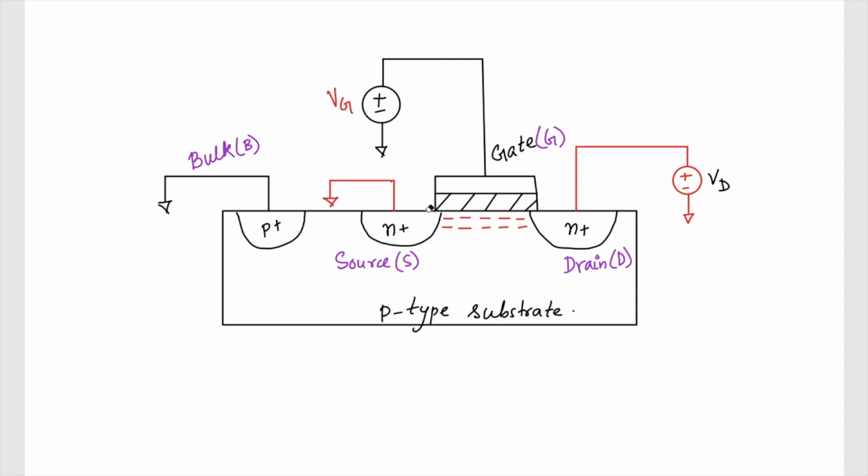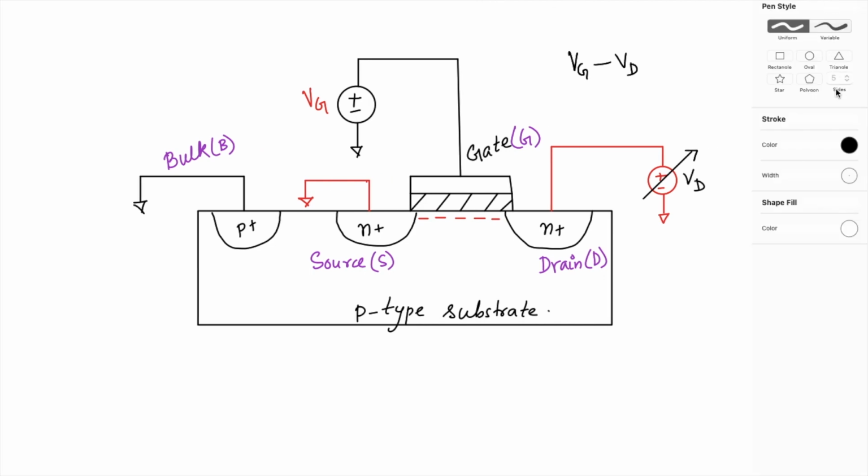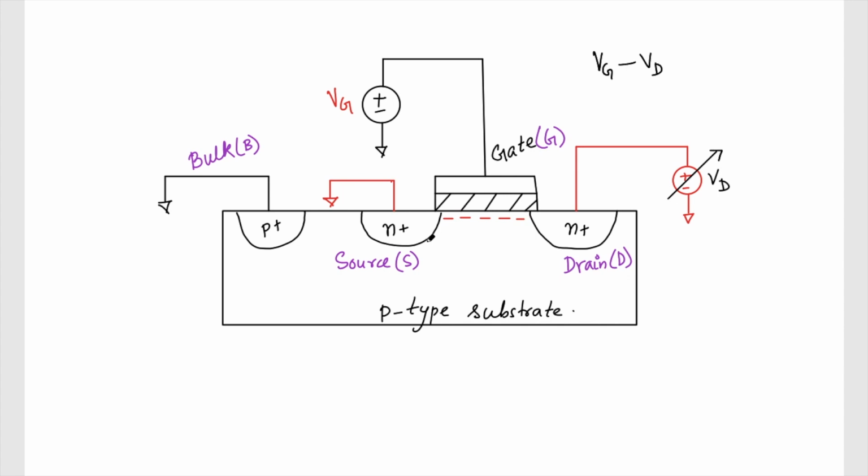So now the current was conducting, but if you observe here, the potential difference from here to here is Vg, but from gate to drain, the potential difference is Vg minus Vd. Which means as my Vd is increasing, the potential difference between these is decreasing. So instead of having a uniform channel, my channel is going to look a little tapered. It's going to become like this.